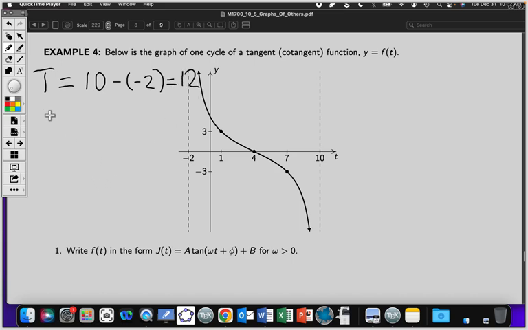That's going to help us figure out the angular frequency. So I know that pi over omega is going to have to be 12. Multiply both sides by omega. Divide both sides by 12.